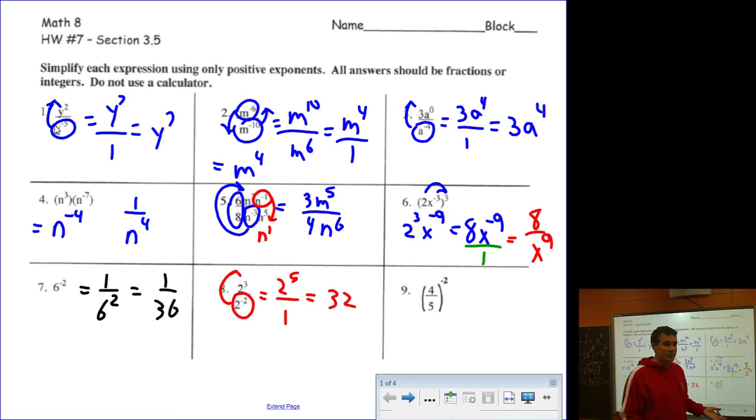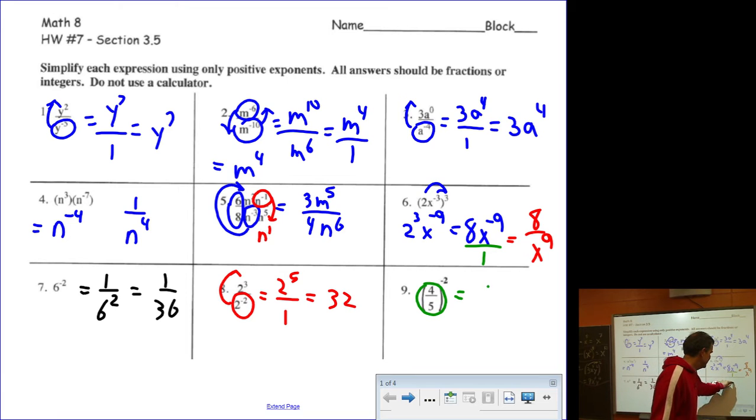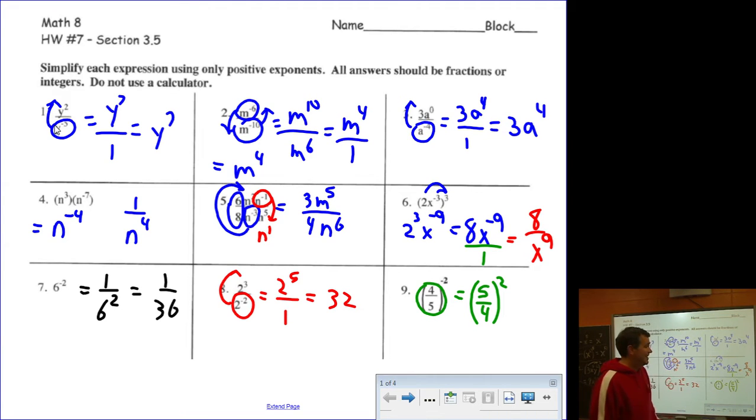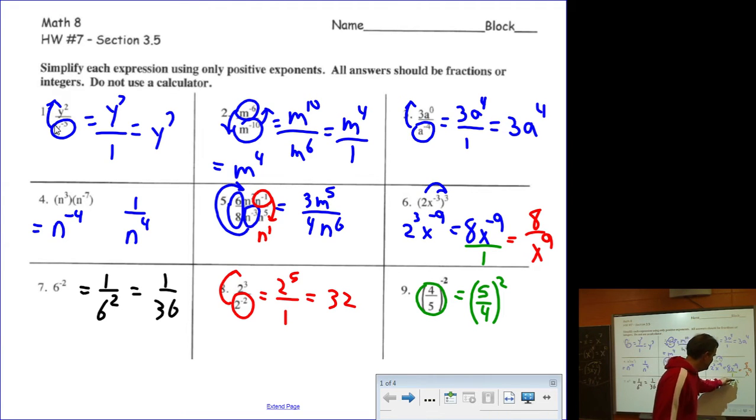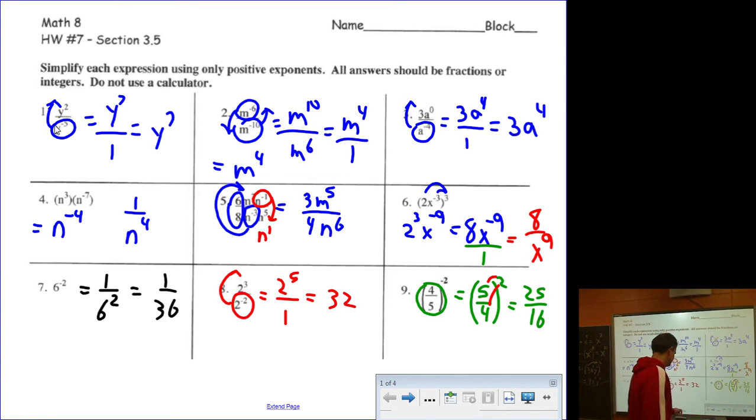All right, the next thing I need is I need to take this negative exponent. There's a couple ways you could do this. One is you could turn the negative exponent positive by taking the reciprocal of the base. So I take the reciprocal of the base, and that turns the exponent positive. Then apply the 2 to each thing, and I end up with 25 over 16. And that's a good final answer.